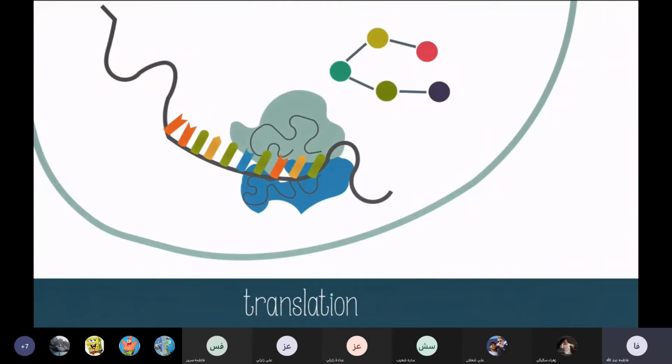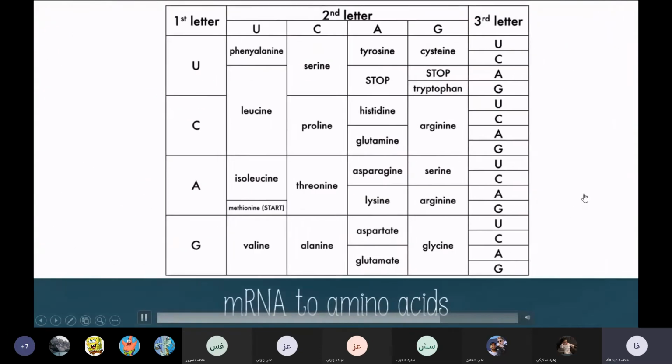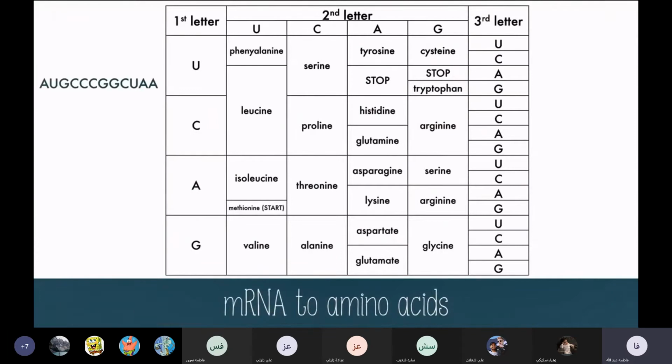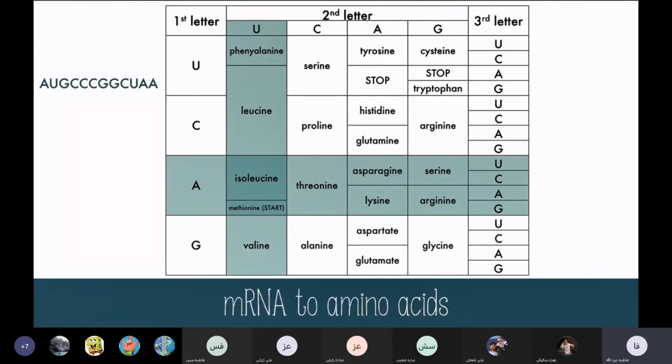Now, we can figure out the sequence of amino acids using the mRNA and amino acid chart like this one. Let's use an example. Starting with the first 3 letters, AUG, we can find the amino acids. The first letter is A, which narrows it down to this row. The second letter is U, which narrows it down to this column.